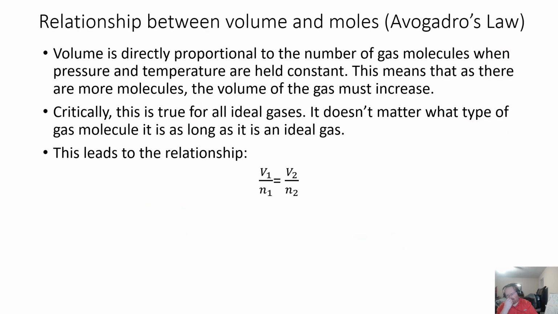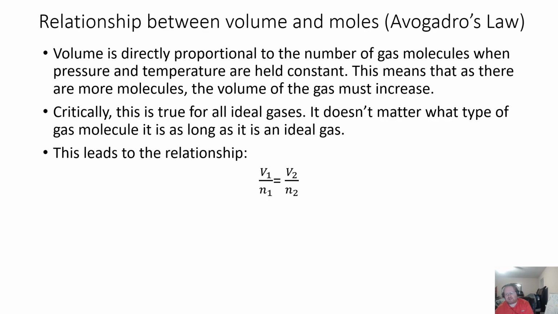A third relationship, I can't really do a picture as easily for this one, is Avogadro's law. And it is that volume is also directly proportional to the number of gas molecules in a sample if pressure and temperature are held constant. Critically, this is true for all ideal gases. It doesn't matter what type of gas molecule you have as long as it's an ideal gas. At the end of the class, we'll talk a little bit about what non-ideal gases are, but we're going to stick to ideal gases mostly.